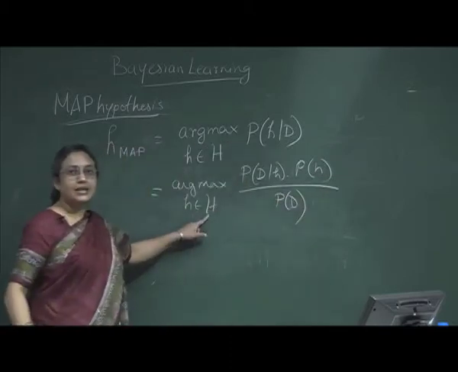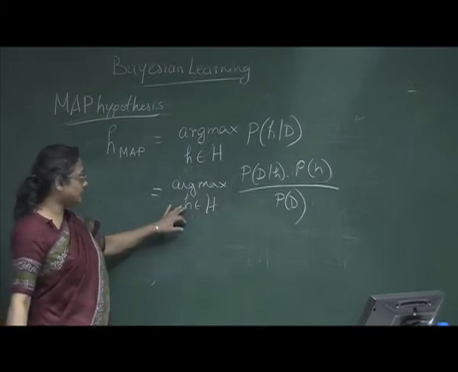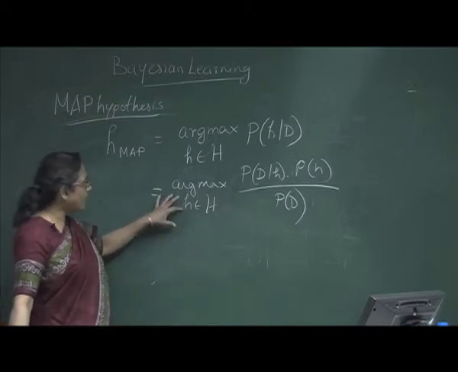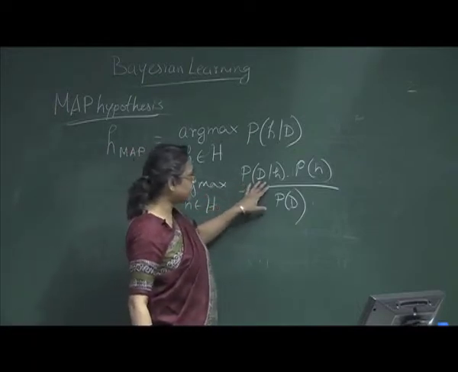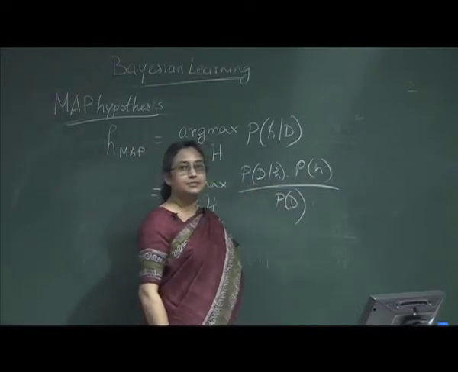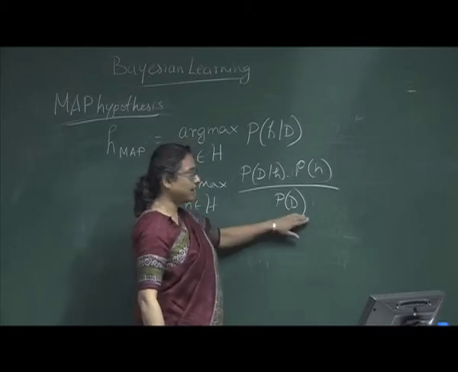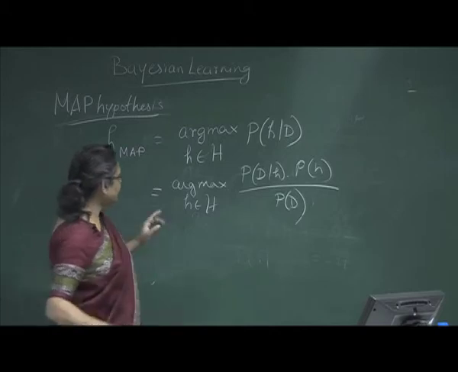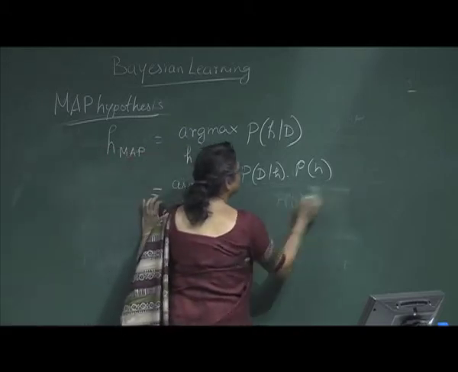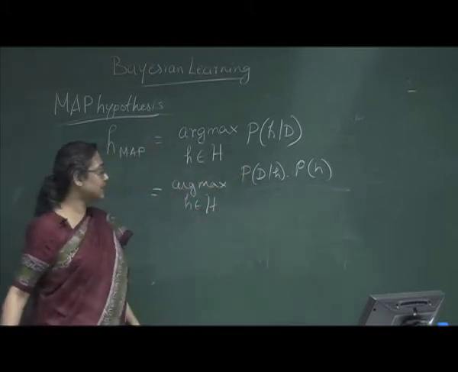Now, capital H is the hypothesis space, and small h is out of all hypotheses in the hypothesis space. You want to find that hypothesis for which this expression is maximized. Now, P(D) is independent of the particular hypothesis. So, we can say this is the same hypothesis for which this part is maximized.